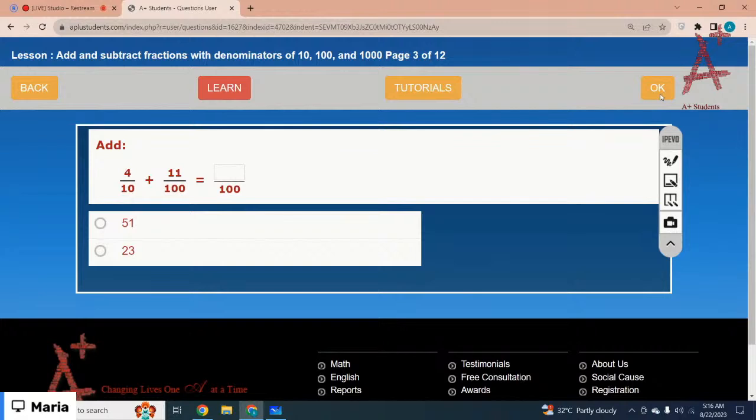4 over 10 plus 11 over 100, which is the correct option? When you have to make the denominator same, you have to multiply the fraction 4 over 10 by 10. So 10 times 4 is 40, right? So 40 plus 11 is 51. The correct option is 51 over 100.